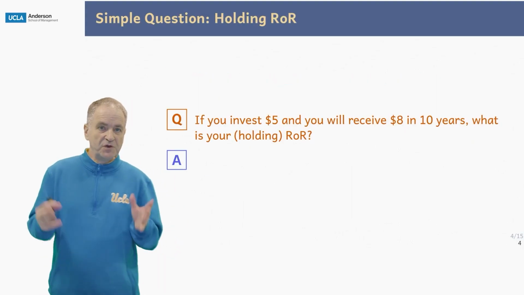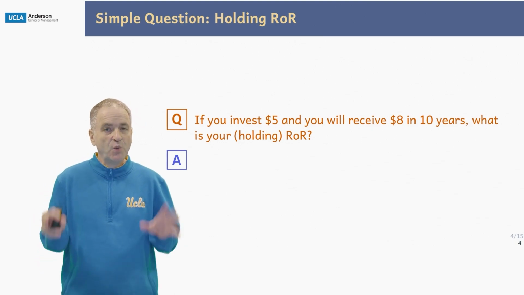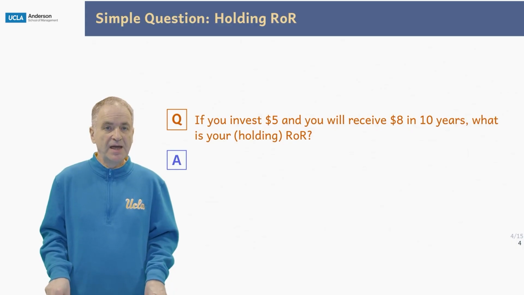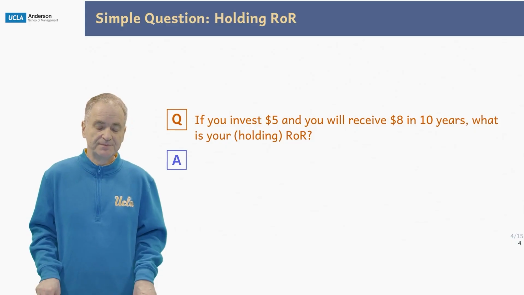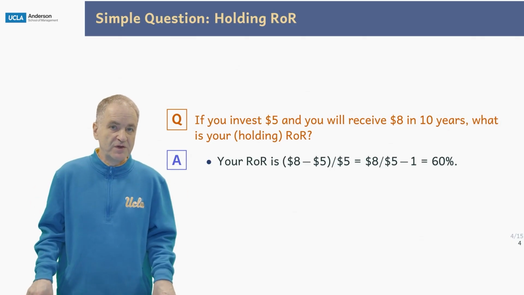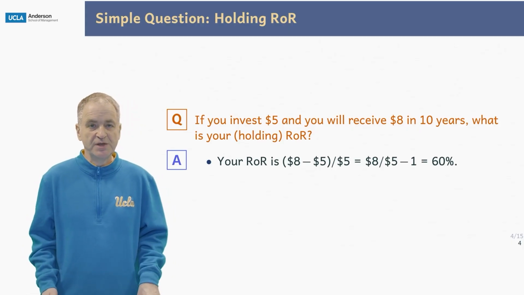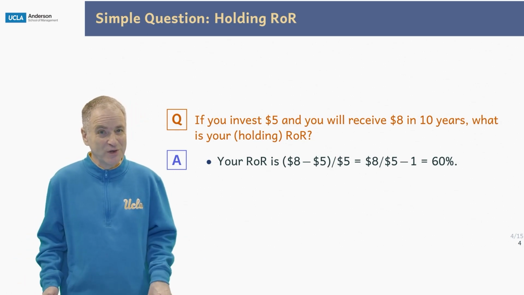For example, if you invest $5 and you will receive $8 in 10 years, what is your holding rate of return? This is when you pause and calculate your own answer, and afterwards you continue. Please pause this video now, answer the question on a piece of paper, and then continue. Here, your rate of return is 8 minus 5 divided by 5, so that turns out to be 60%. Well, that was easy. I promise you, there are going to be harder questions in red.